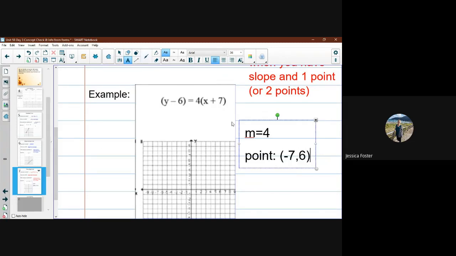So I'll start by plotting that point on my graph, negative 7, 6. And I'll use my slope again, going up 4 over 1, rise over 1. Remember, slope of 4 can also be written as 4 over 1. So if I go up 4, 1, 2, 3, 4 over 1. If you wanted to, you could do the same thing, going 1, 2, 3, 4 down and to the left one.